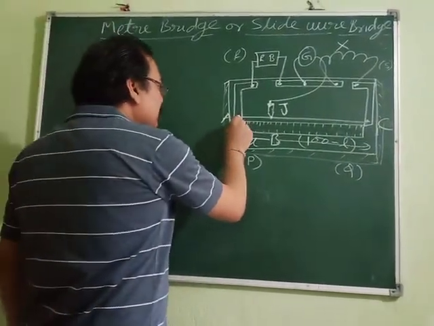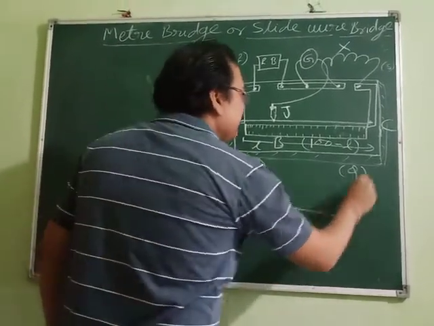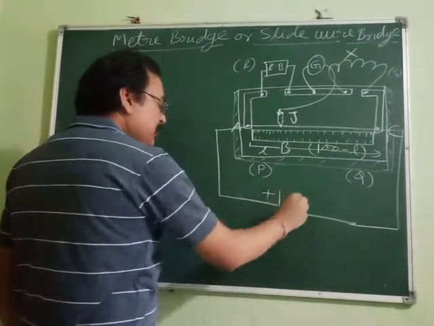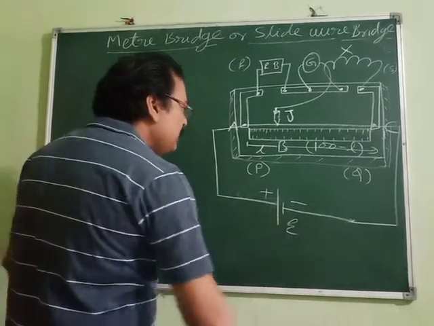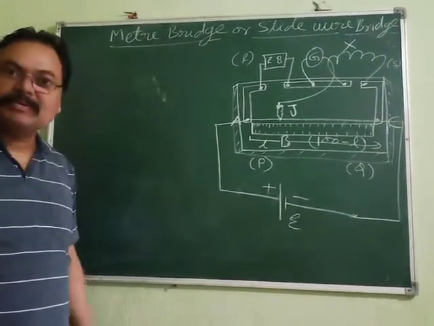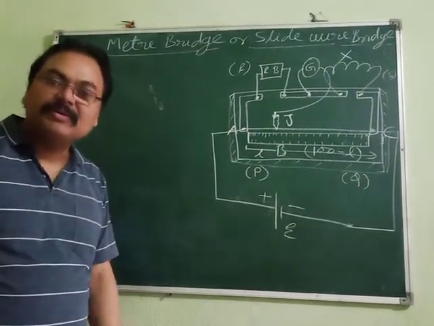And then this is connected to a battery like this. This is the driving battery. Driving means which drives it, which is E. This battery is to drive this. So you have to find out the balancing point.